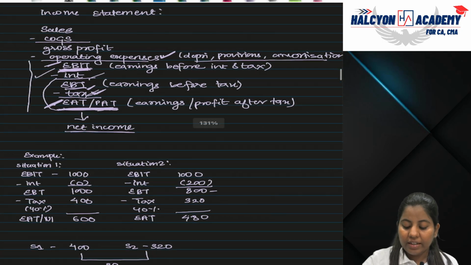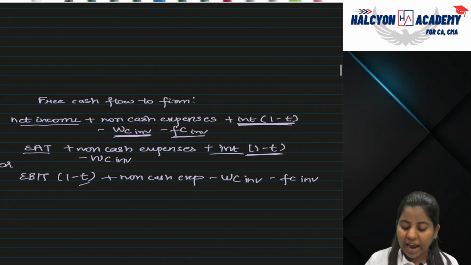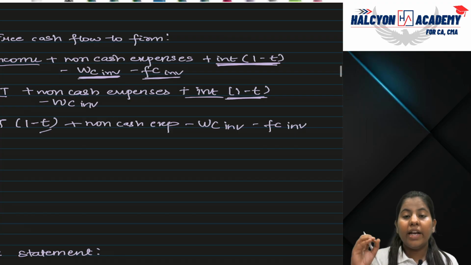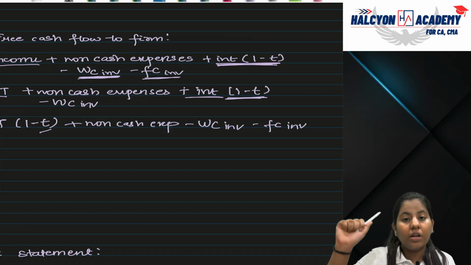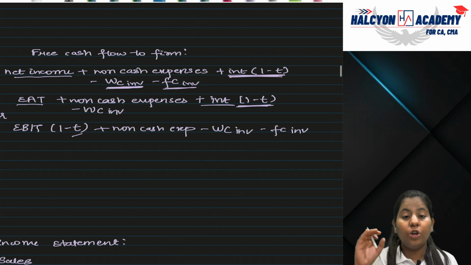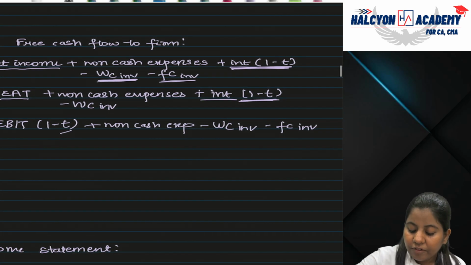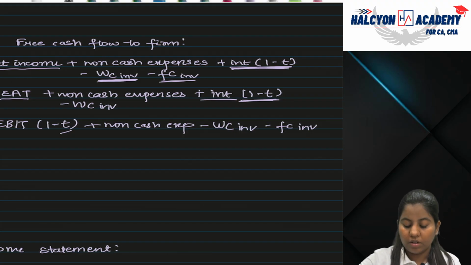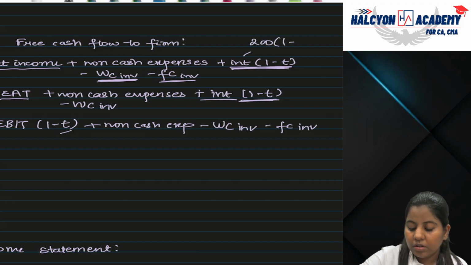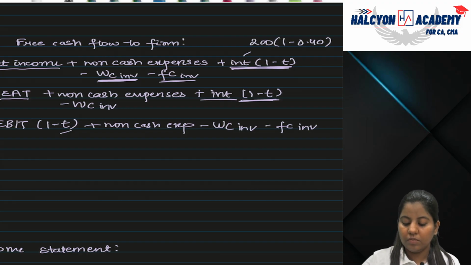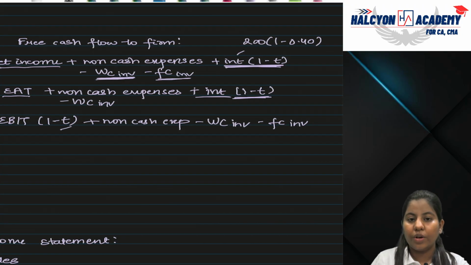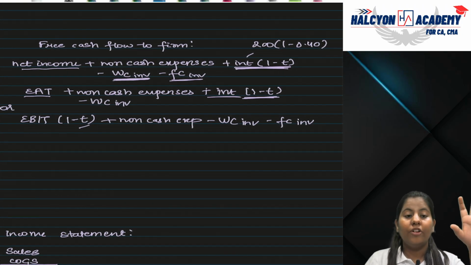That's why whenever we add interest in a formula, we add it net of tax so that there is no double counting. The net cash outflow for interest is rupees 120 only, not 200 rupees, because we have saved 80 rupees from tax due to interest. That's why here we will take 120 instead of 200. 200 minus tax. Okay. So this is how our formula is derived.